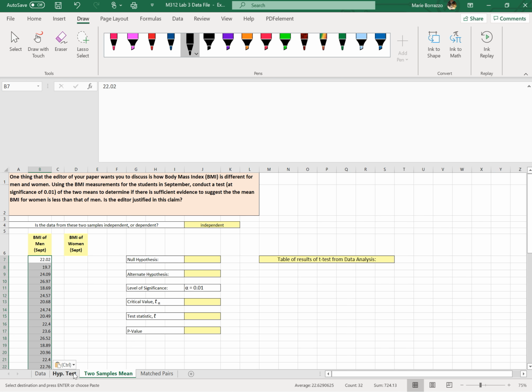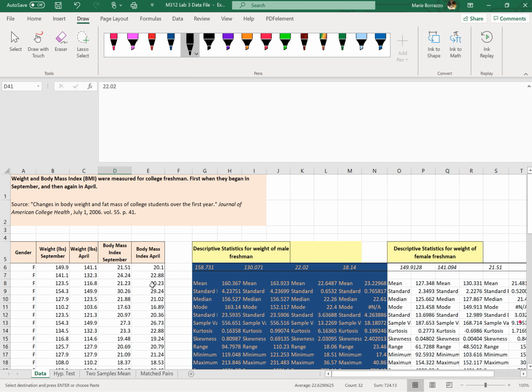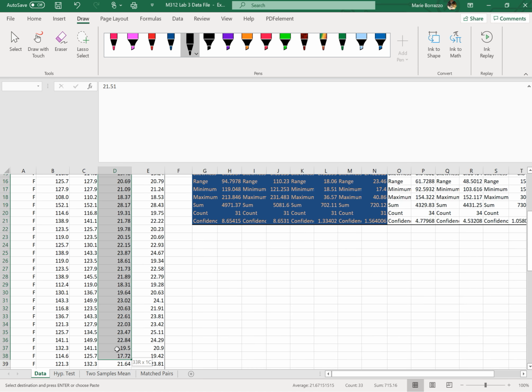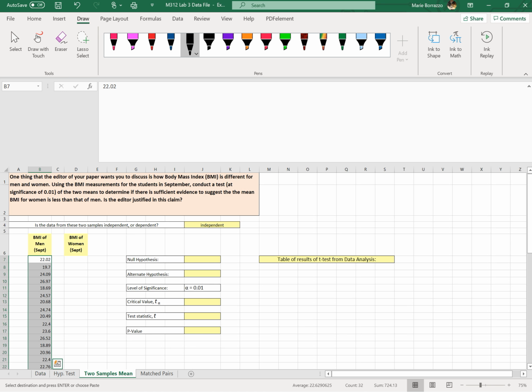And BMI for women for September. Same thing. I'm going to go over here. BMI for women. I'm just going to grab all the women's data for BMI in September. I'm going to control copy, go back to two samples, and drop it in here. Alright.